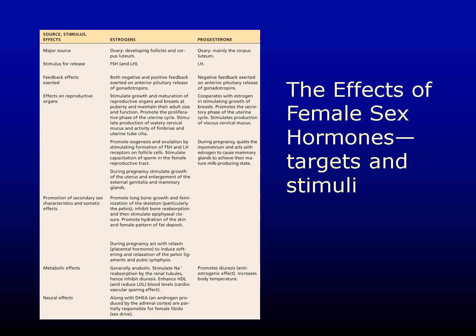The table above summarizes the source, stimulus, effects and targets of the 2 primary female sex hormones, estrogens and progesterone. As in the male, estrogen and progesterone have many targets in both body and brain. These hormones underlie the development of the female gametes, as well as control growth, metabolism, sexual behavior, pregnancy, and female secondary sex characteristics.